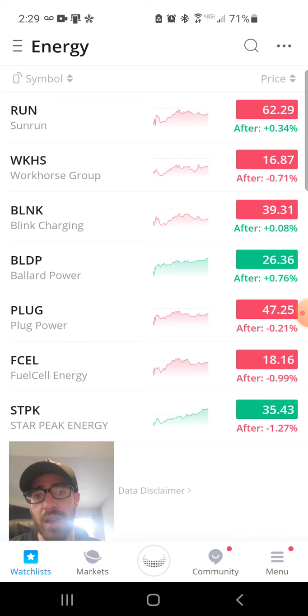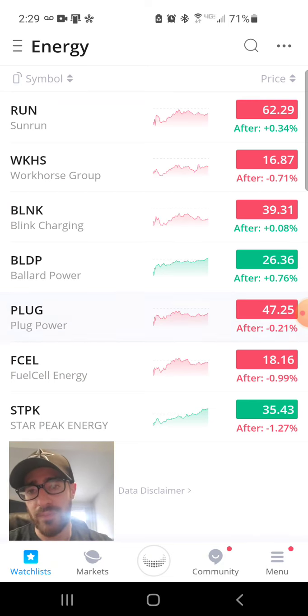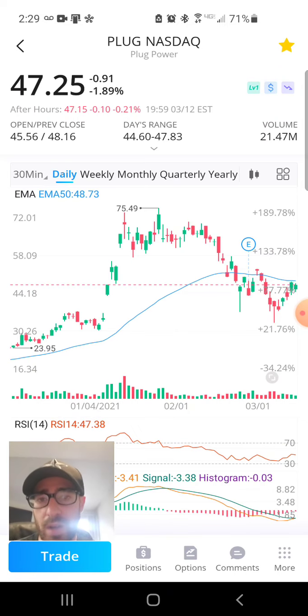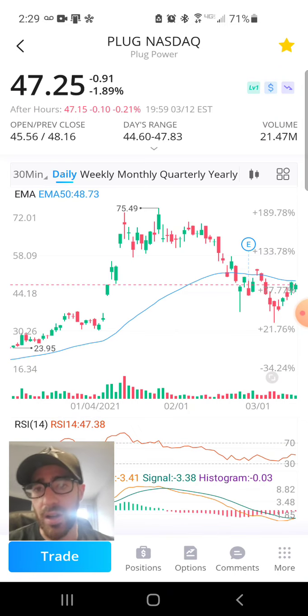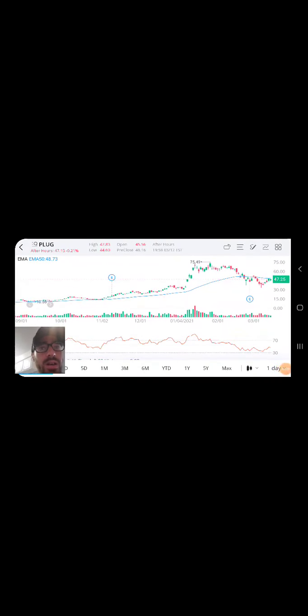So I go into energy, and I want to see what's up with Plug. I could look at the chart here. You can see once again, I got the EMA. Let me turn it to the side, good practice. EMA 50, the 50-day EMA, trading right there at around 48.73. You can see 48.73, so it's almost touching that 50-day EMA.